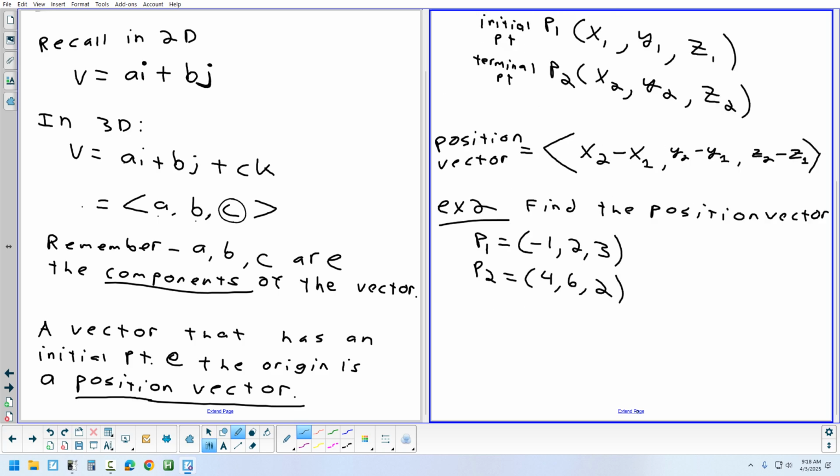All right, so let's figure out our position vector. Set that up. I'm going to have some calculations in there. Can somebody give me my first calculation to get the x-axis component of my vector?